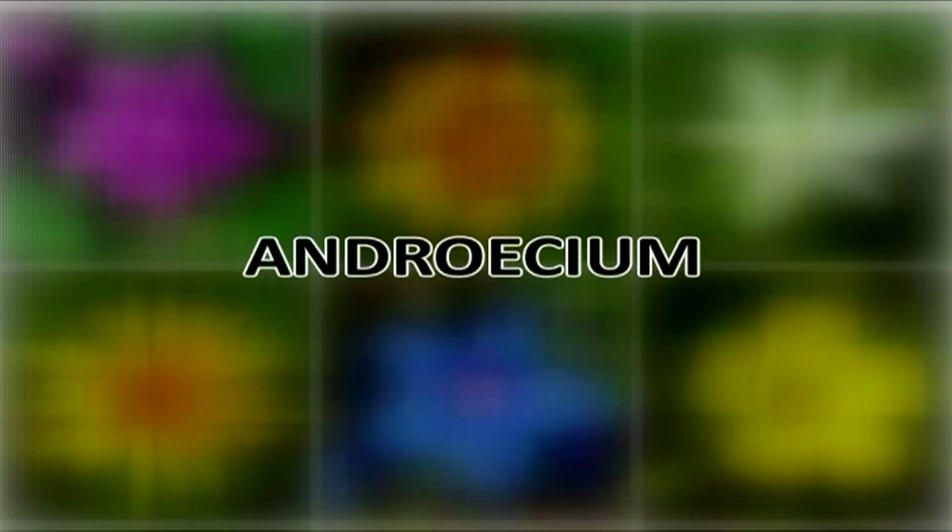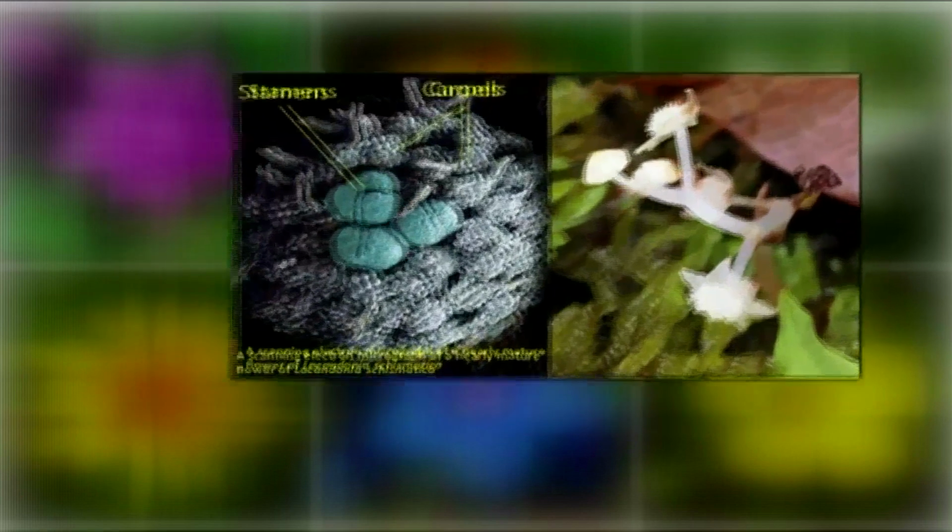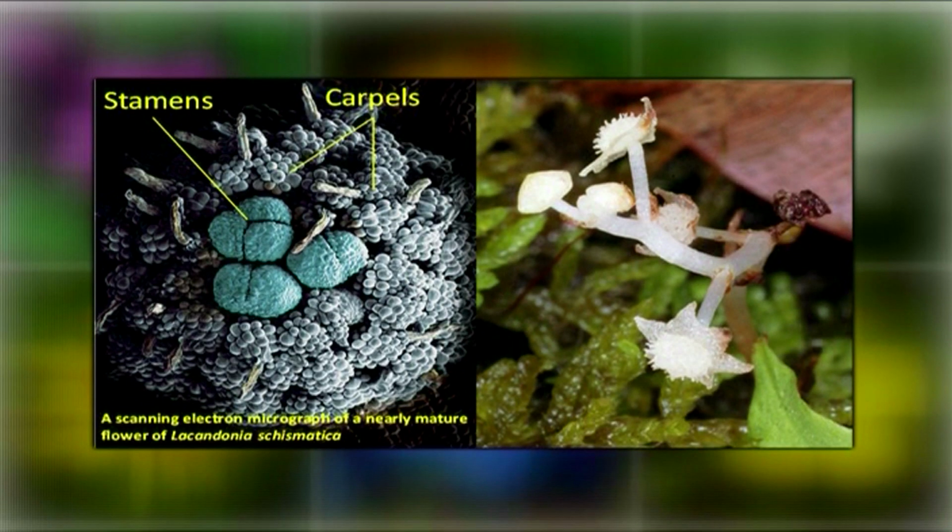Now we come to androecium. Inner to the corolla are found male reproductive parts of a flower known as stamens, collectively called androecium, and represent the first fertile whorl of the flower. Androecium generally surrounds the gynoecium except in family Triuridaceae, particularly in Lecandonia schismatica, in which the gynoecium surrounds the androecium.